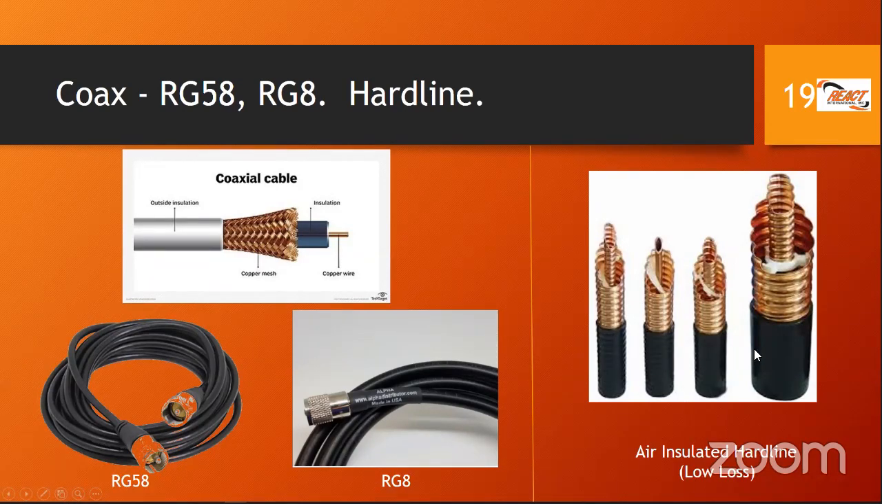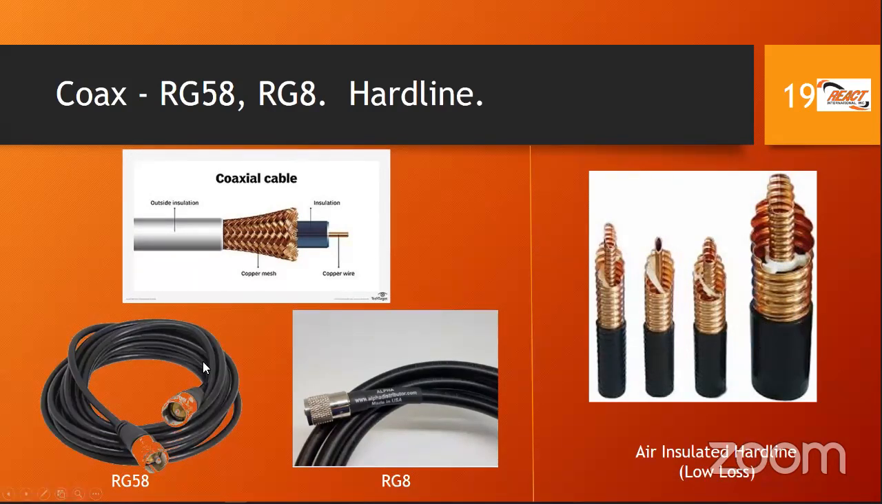Sometimes hams refer to it by one of the brand names, Heliax. If you've ever heard of Heliax, it is an air insulated hard line, and it's constructed in a rugged form. It's very hard, hence the reason it's called hard line. It's difficult to bend. Notice the copper corrugation on the outside, and the solid nature of the center pin as well. And there's insulation on the inside as well as the outside.